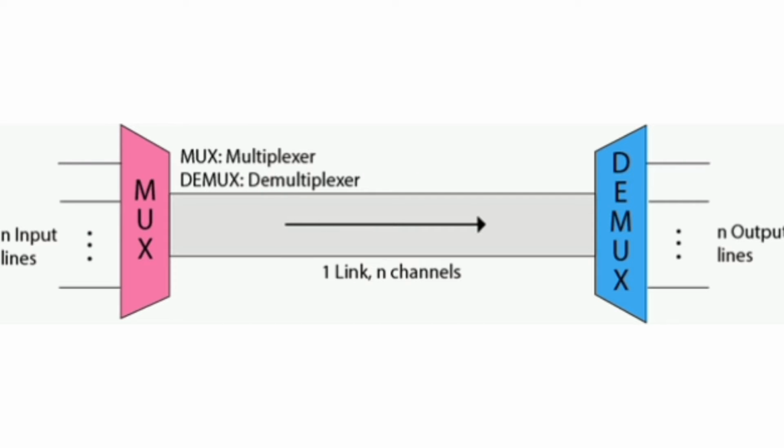So in the above diagram, the n input lines are transmitted through a multiplexer and the multiplexer combines the signals to form a composite signal. Then the composite signal is passed through a demultiplexer, and the demultiplexer separates the signal into component signals and then transfers them to their respective destinations.